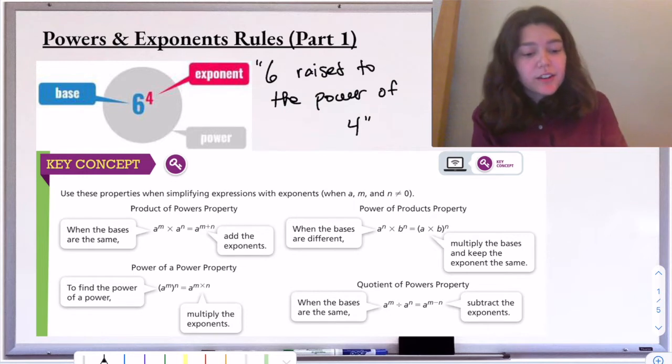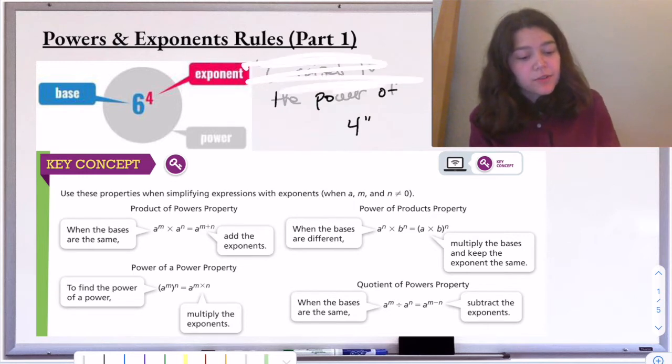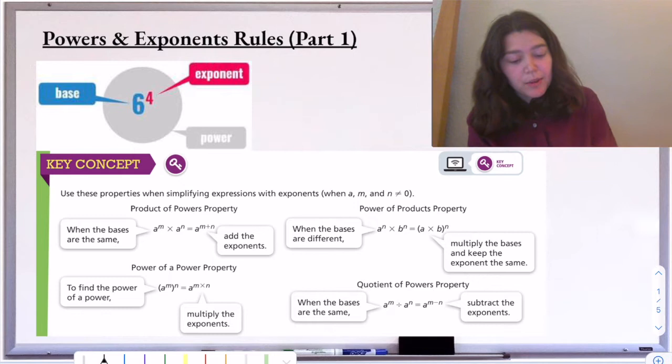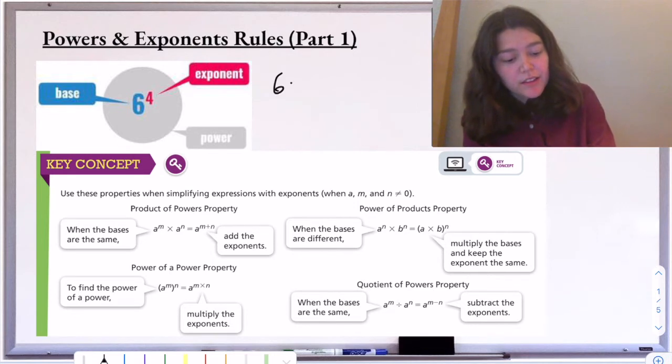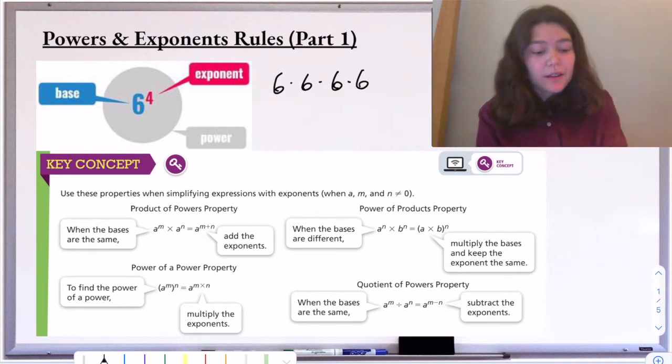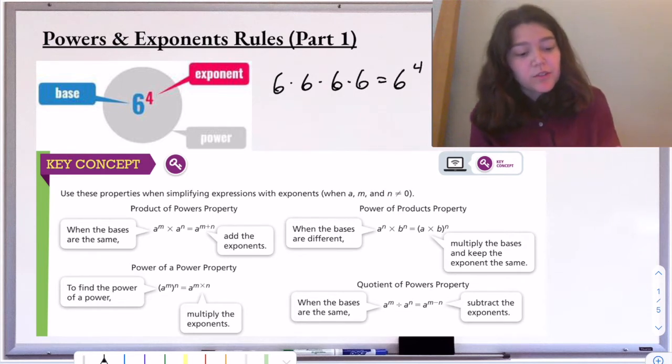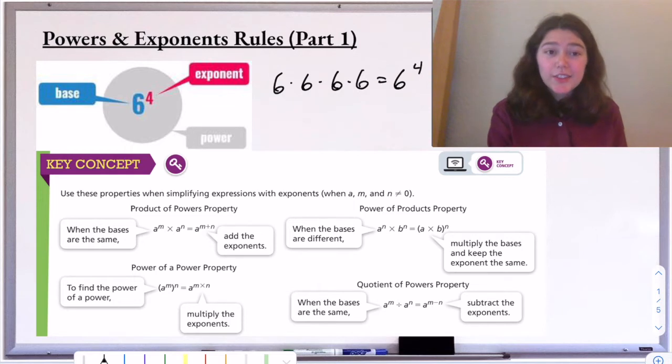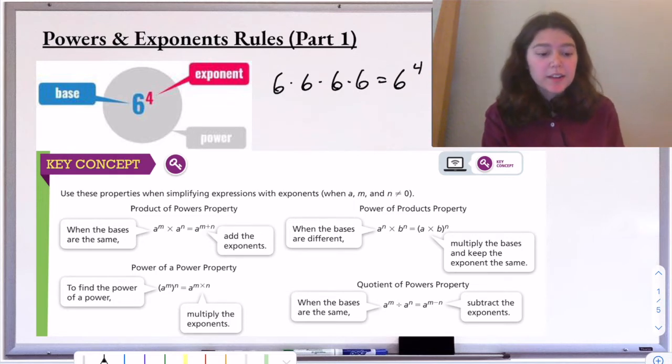And as we've learned, 6 to the power 4 means that we have our base 6 and we multiply 6 four times. 6 times 6 times 6 times 6. That is equivalent to 6 to the power 4. So that's the basic idea of powers and exponents.